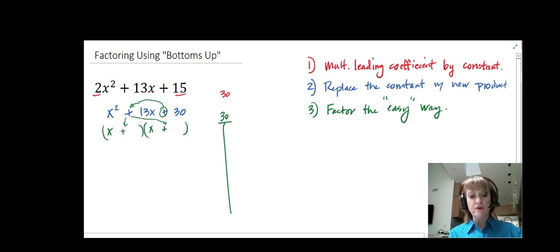Now we're going to factor 30: 1 and 30, 2 and 15, 3 and 10, and 5 and 6. You want to go through and write all of the pairs of factors that produce the product of 30. You don't want to try to do that in your head.